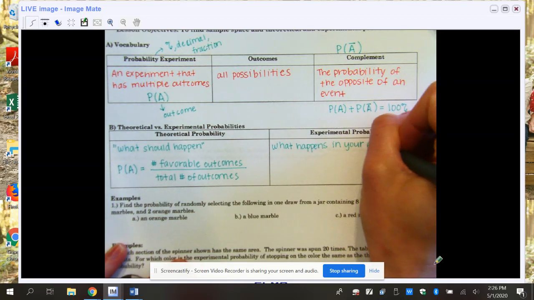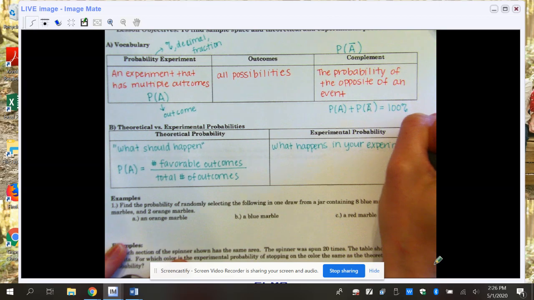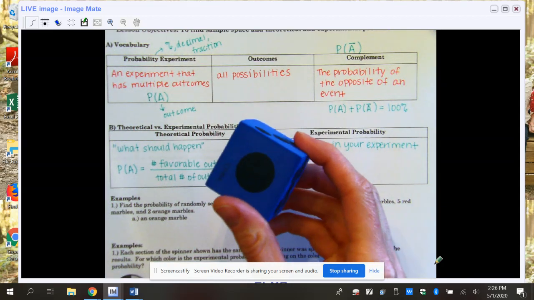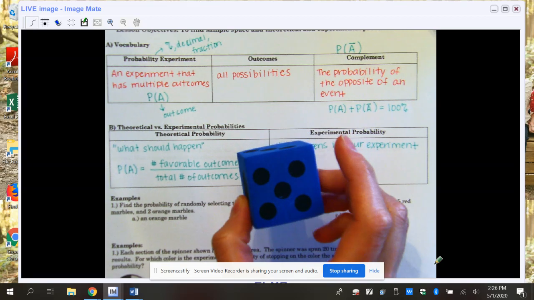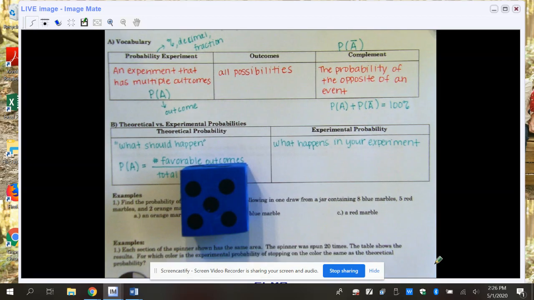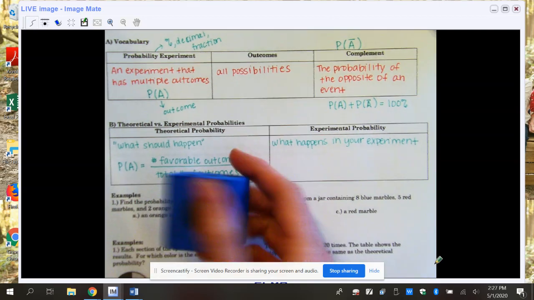In class, I usually do an activity to open up this lesson, and we actually do an experiment, which, in this context, we're not going to do. So if I rolled this dice 36 times, according to the theoretical probability, I should roll a 1 6 times, a 2 6 times, and 3, 4, 5, and 6 all 6 times, because there's a 1 in 6 chance for each number, so I should get each number 6 times.